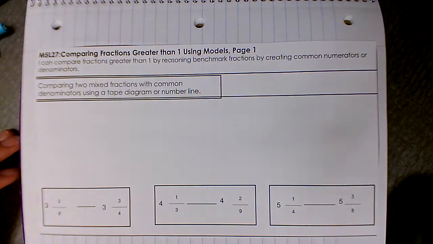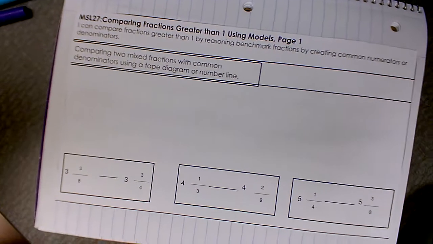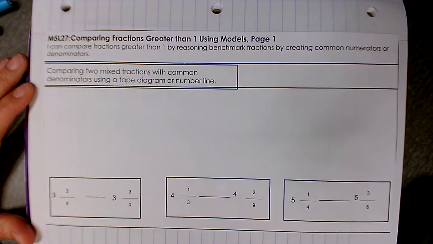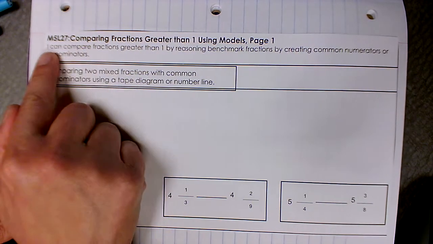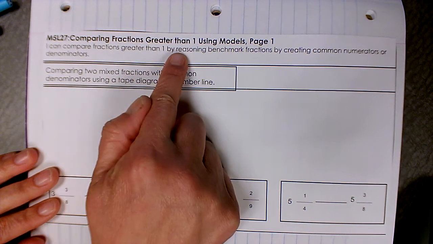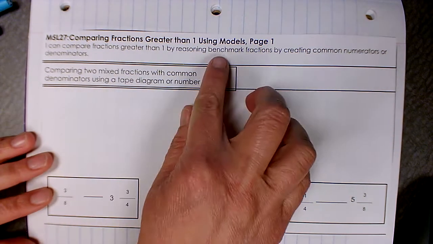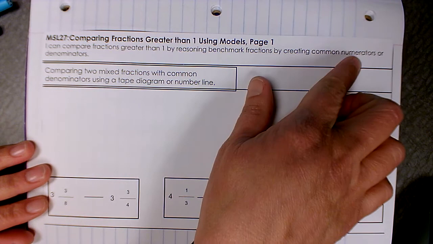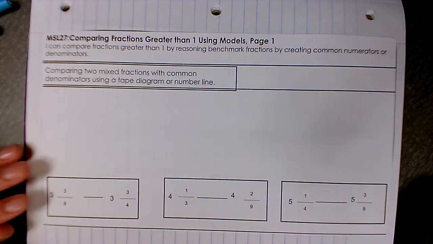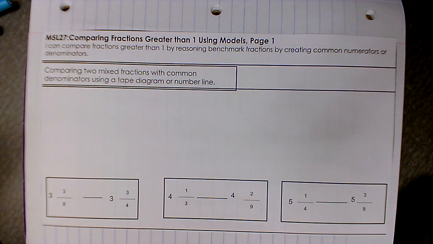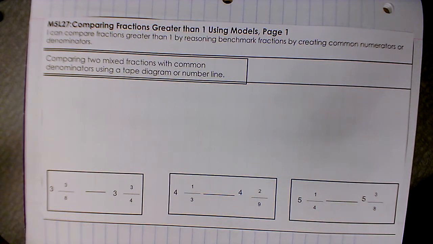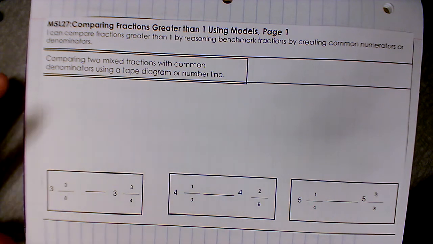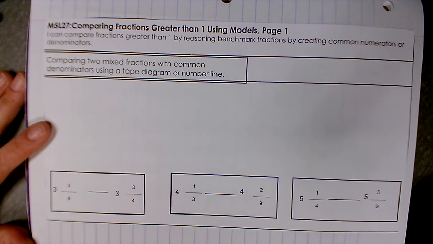Alright, so here we go. Let me line it up for you so it shows up a little better for you. It says comparing fractions greater than 1 using models. I can compare fractions greater than 1 by reasoning. So I'm going to think it through. Benchmark fractions by creating common numerators or denominators. Yesterday we focused on the whole unit. Today we're going to do more focusing on the unit, but looking at common denominators and common numerators. We're also going to be using tape diagrams or even number lines.